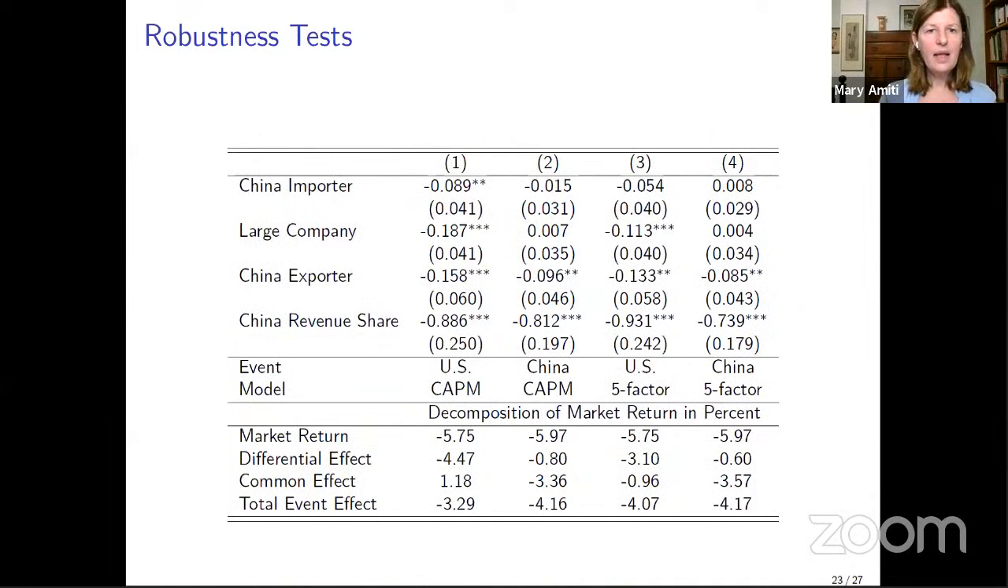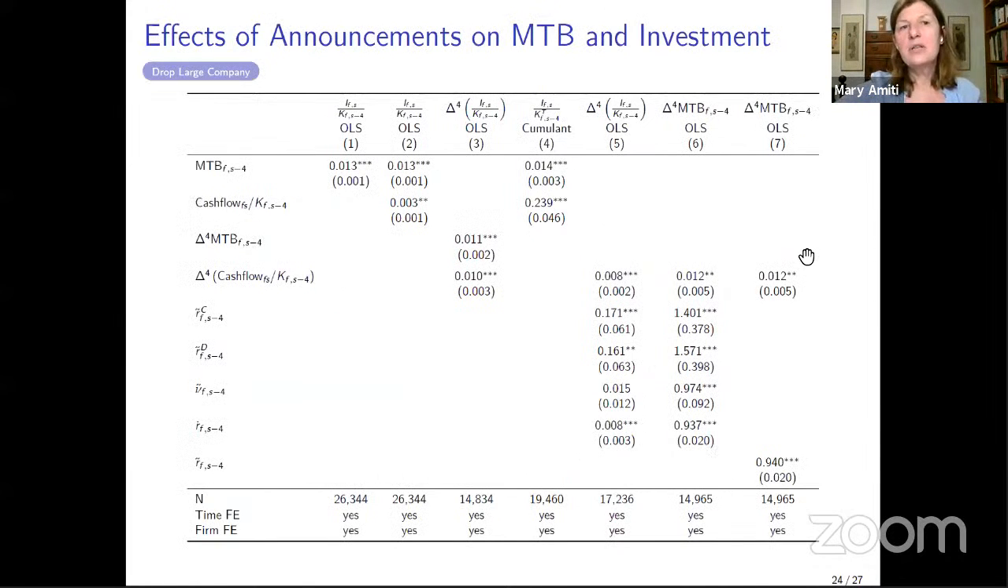And then for this robustness test, I mentioned earlier that we look at different factor models, the standard CAPM and also the 5-factor model, and the results are very similar. Okay, so let me turn now to the investment.